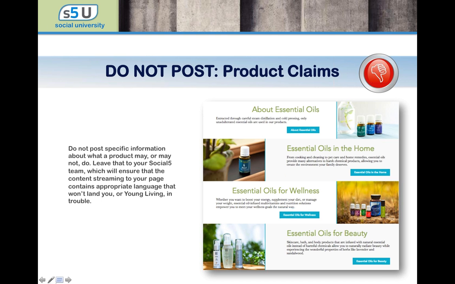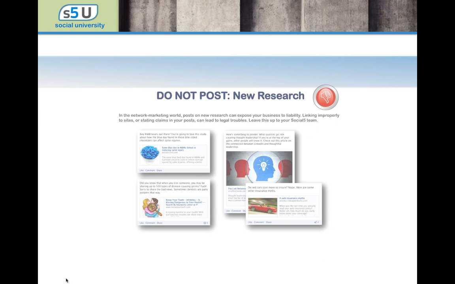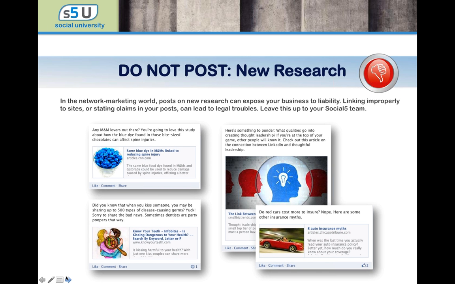But stay away from making any explicit claims about what the product will do for a customer online. That can land you into some trouble. Now, the next one is stay away from new research, even if the research comes from a very reputable source.